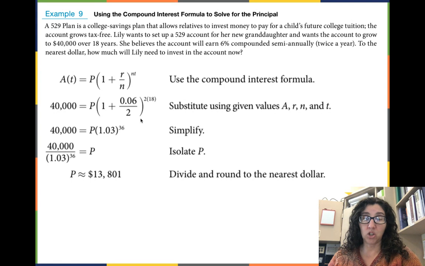So now we just simplify this, simplify that, divide, right, to solve for P, and we find that our principal is $13,801, which is pretty great, right? If you had $13,000, you just plopped it in there. In 18 years, you'd have $40,000. It's awesome.